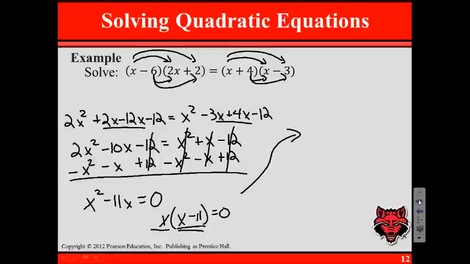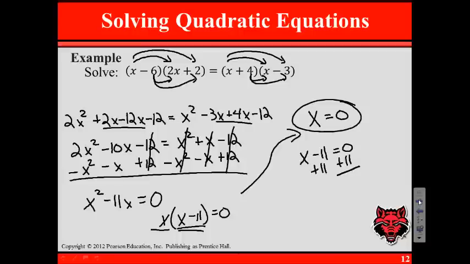When we do that, the first equation gives us a solution right away, x equals 0. That's one solution. When we set the second factor equal to 0, x minus 11 equals 0. So we add 11 to both sides. The 11s cancel on the left-hand side, and we are left with x equals 11.